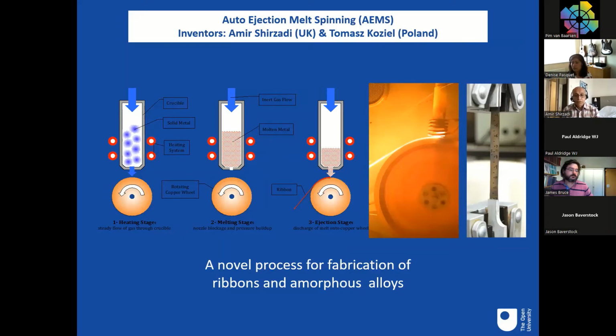My contribution was that I invented a technique, which is auto ejection. The machine ejects the molten metal without any expertise or any skilled operator. And this led to the world's first auto ejection melt spinning machine, which is made in Germany. Thank you very much for your attention. If you have any joining problem or are looking for a new manufacturing process, you know who to contact.